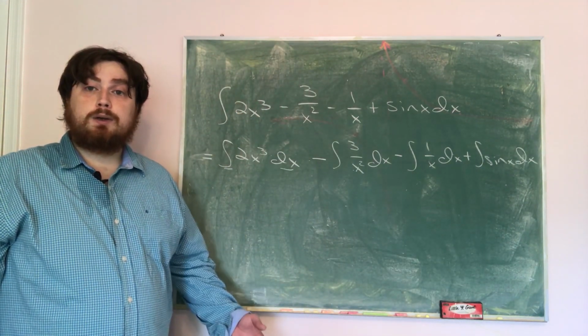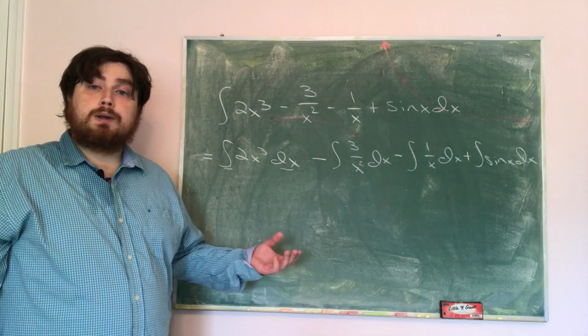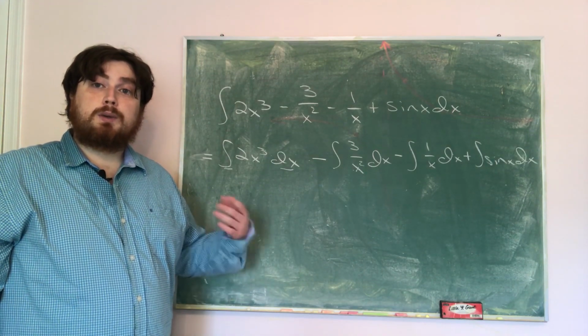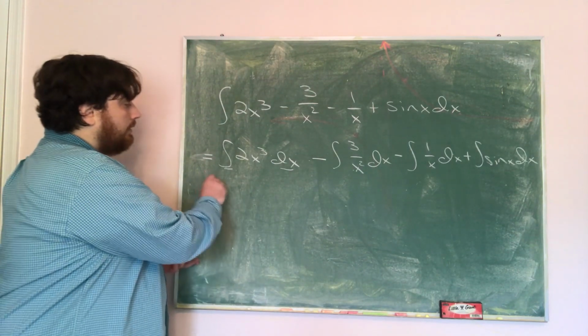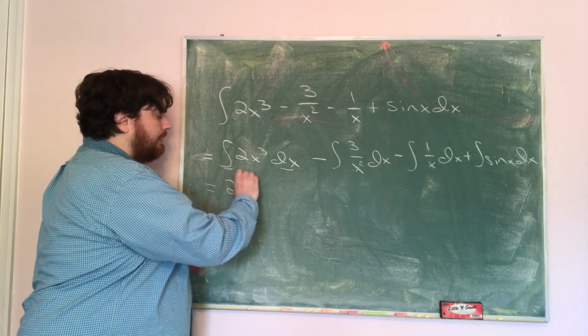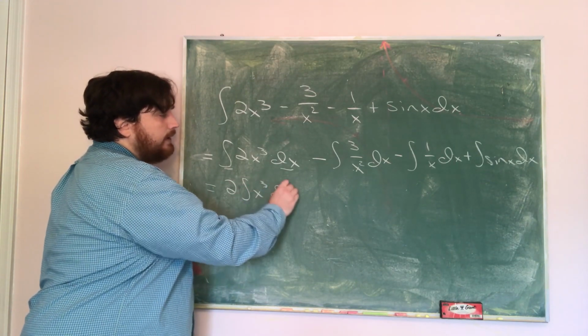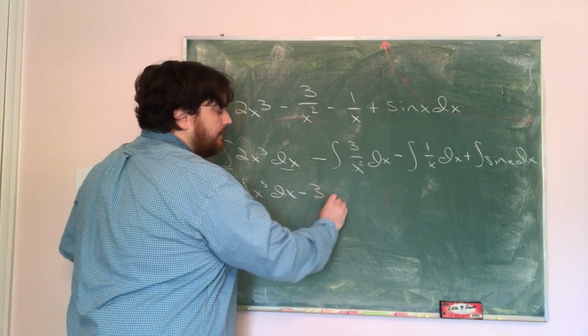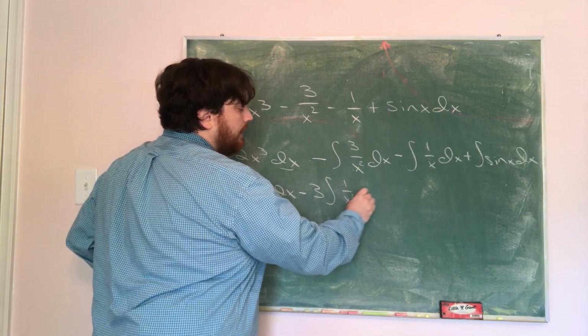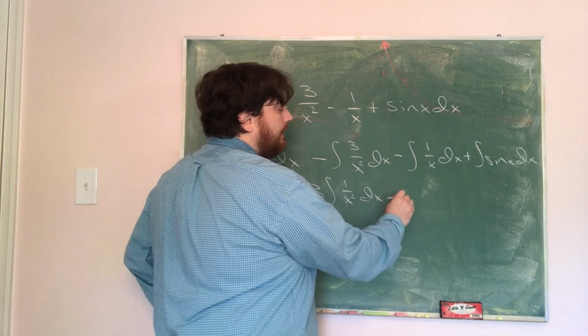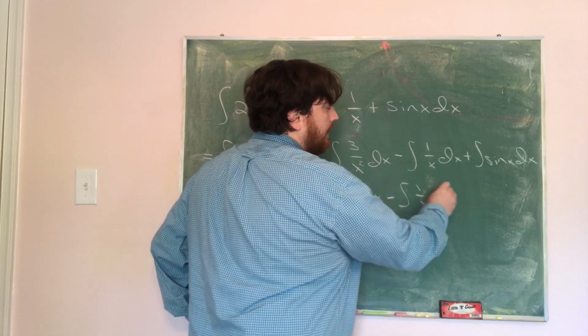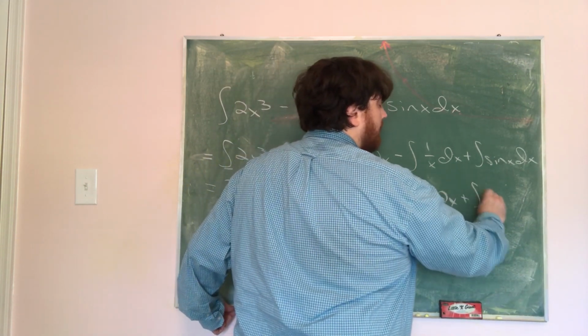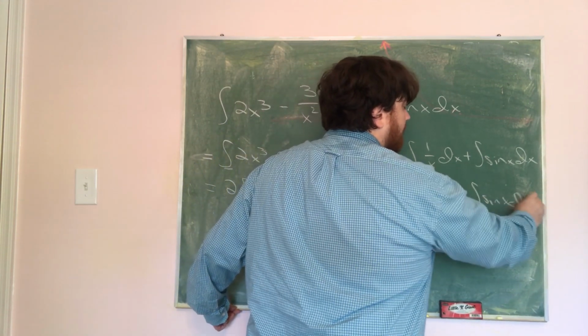Now the next thing we can do to help ourselves out is that we can factor constants out of integrals, just like we could for derivatives. So we get 2 times the integral of x cubed dx minus 3 times the integral of 1 over x squared dx minus the integral of 1 over x dx plus the integral of sine of x dx.